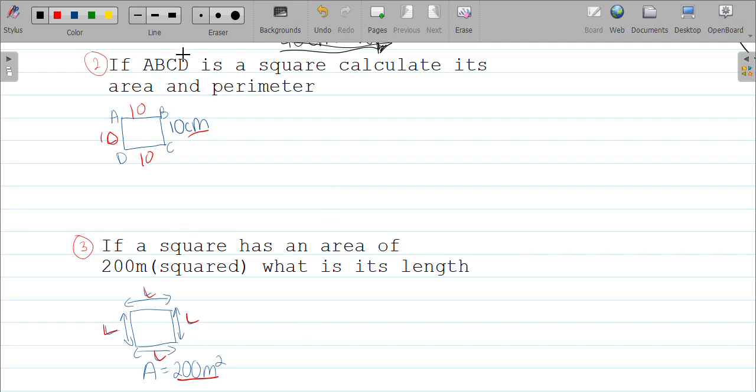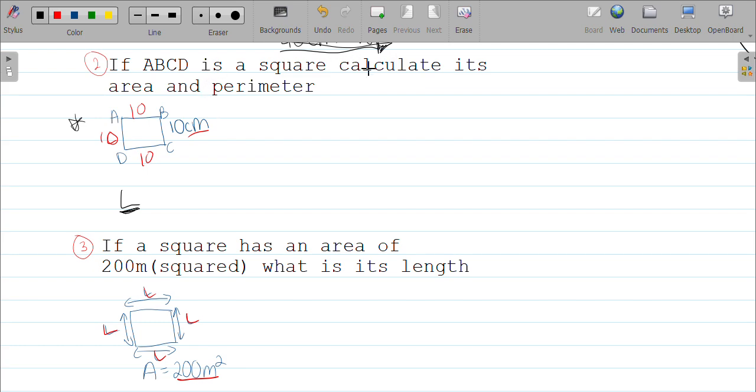Now, if ABCD is a square, calculate its area and perimeter. When we get a question like this, it's really good to draw a rough sketch of a square. We know that squares only have lengths, and all of the sides have the exact same length. So what do we know about the formulas of a square?